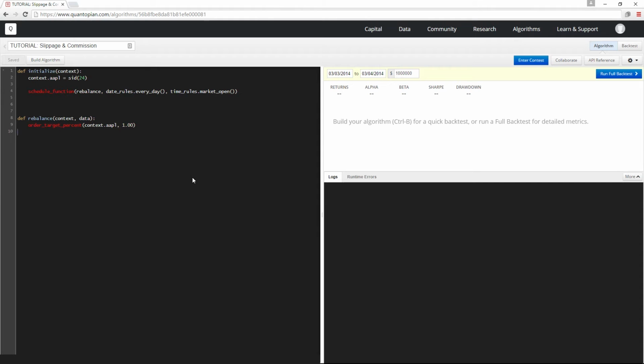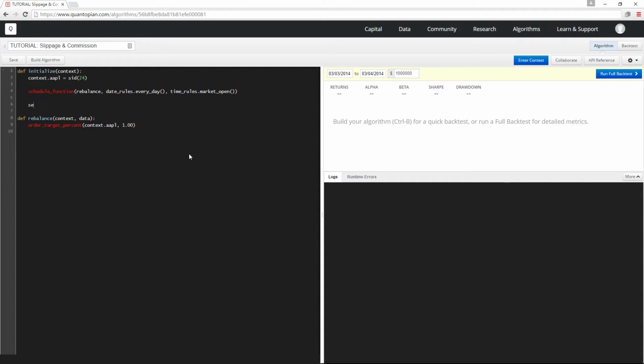Hey guys, welcome back. In this one, we're going to talk about how to apply different slippage and commission models to your algorithm. So let's start out with slippage. Slippage is when a simulation determines the realistic fill of your orders, both in terms of price and in terms of the rate at which the order's filled.